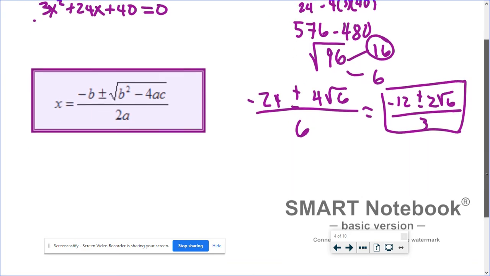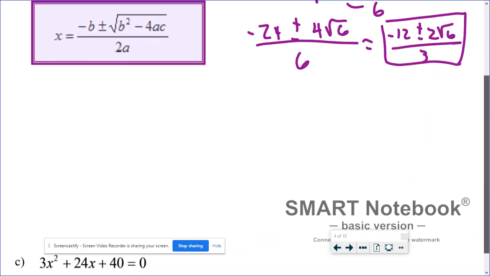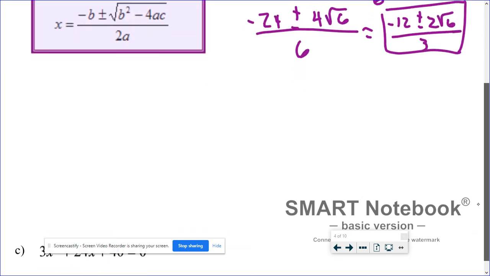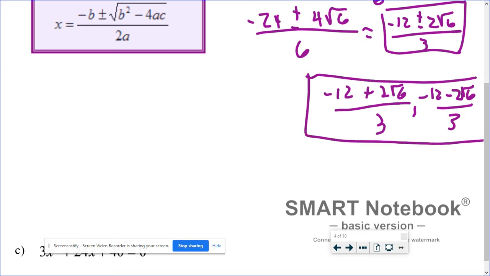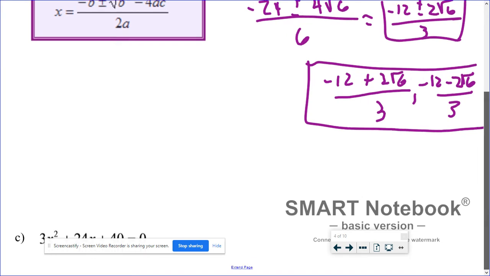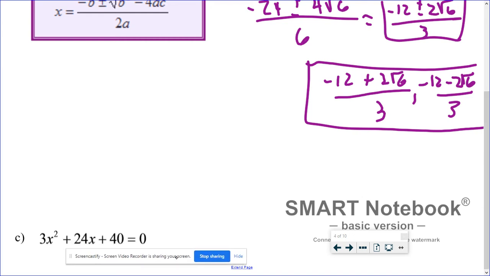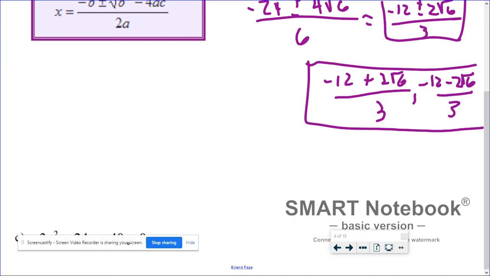You may also see the answer split apart. What I mean by split apart is one's plus, one's minus. So you could say that the answer is negative 12 plus 2 root 6 over 3 and negative 12 minus 2 root 6 over 3. Writing your answer either way means the same thing. Whether you split it up or leave it as the plus minus, there's two solutions. So that's a situation where the solutions are irrational, and you could not do this by factoring. That's the one we already did.